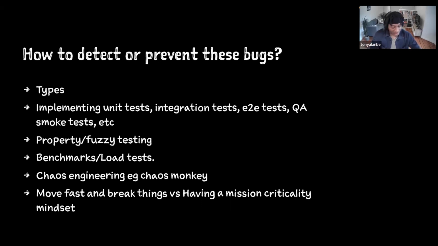Another strategy would be chaos engineering, which is where you manually just cause issues to happen. Usually this could be by maybe making a server go down, making a database go down, just to verify that your system can recover and handle these issues correctly.